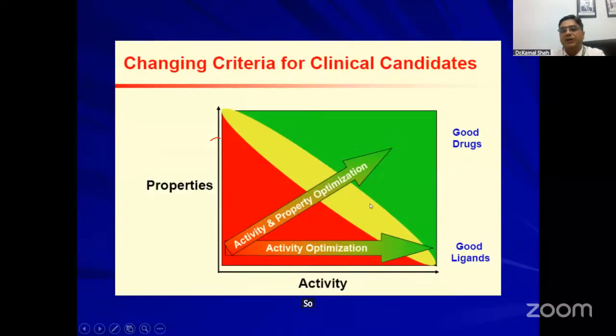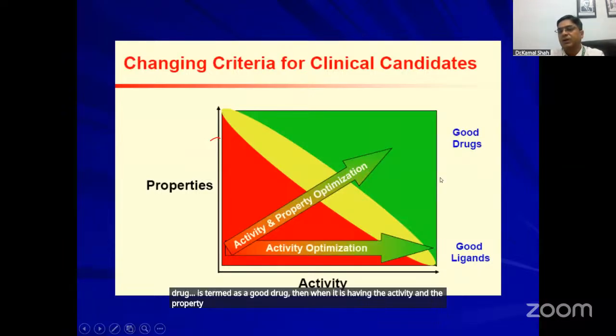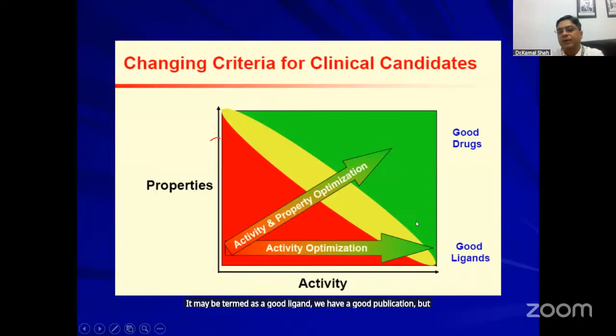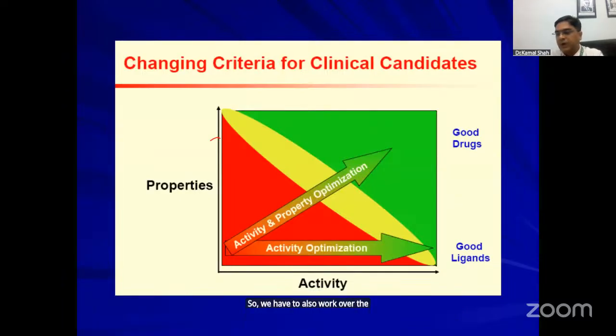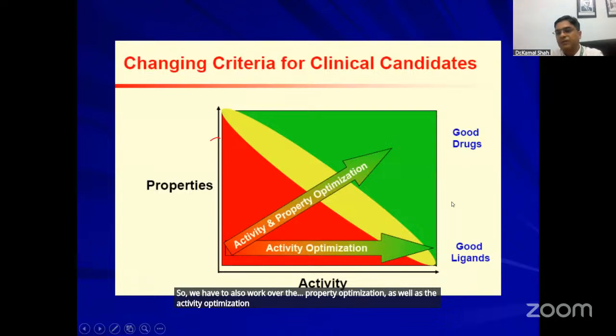So you can see when we develop a drug, it is termed a good drug only when it has both activity and property optimization. Otherwise it may be termed a good ligand, and we may have a good publication, but we may not have a good drug that exists in the market. So we also have to work on the property optimization as well as the activity optimization of any drug which we want to bring to the market.